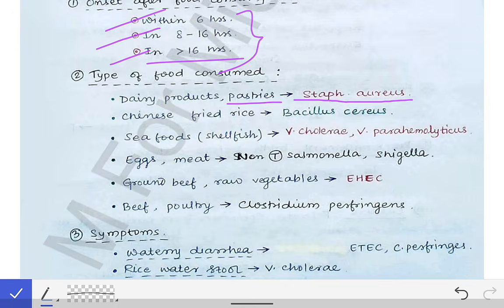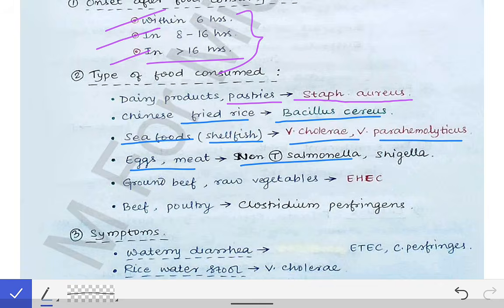Then if they say that they have eaten Chinese fried rice, then your suspicion will go to the Bacillus cereus. If they say that they have eaten some seafood like prawn or shellfish, then your suspicion will go to the Vibrio cholerae or the Vibrio parahaemolyticus as a causative agent of the food poisoning in those patients. If they say that they have eaten eggs or meat, then your suspicion will go to the non-typhoidal Salmonella or Shigella as a causative agent of their food poisoning.